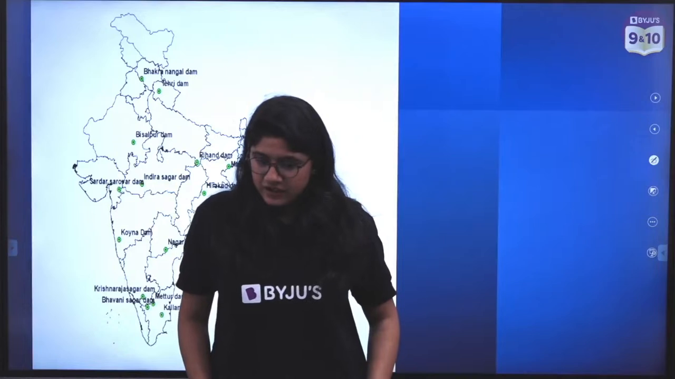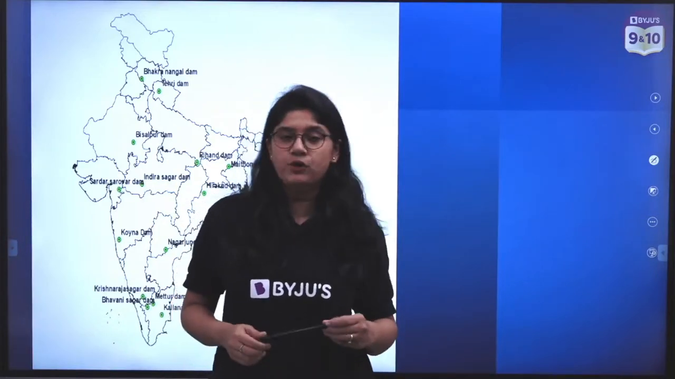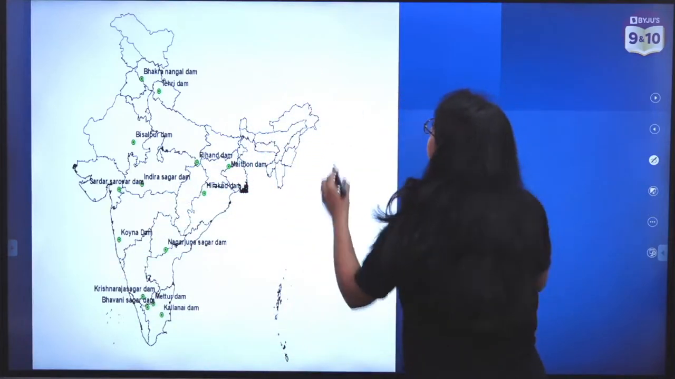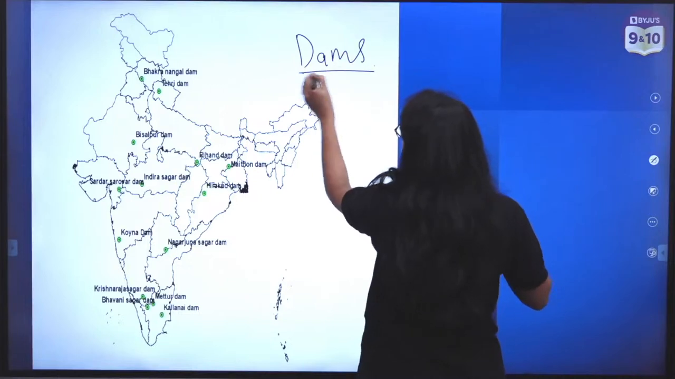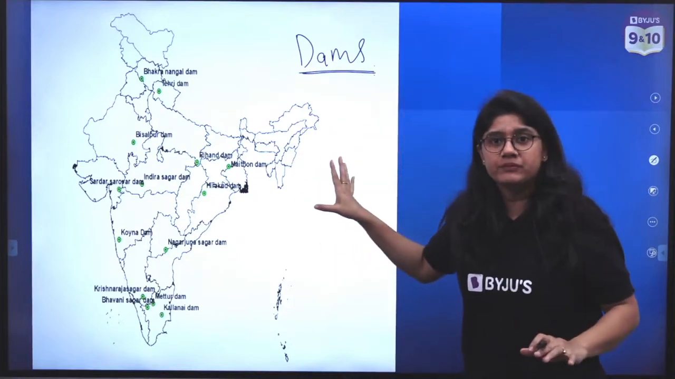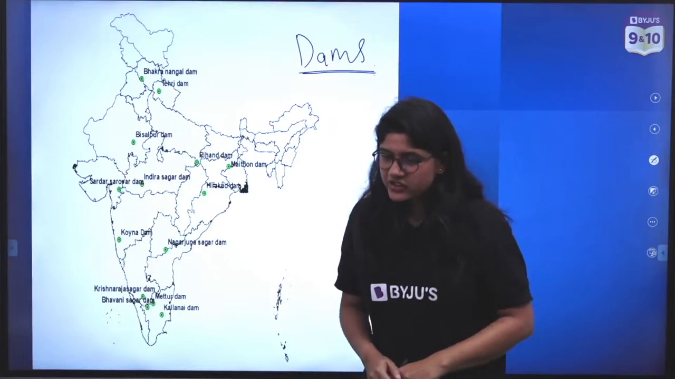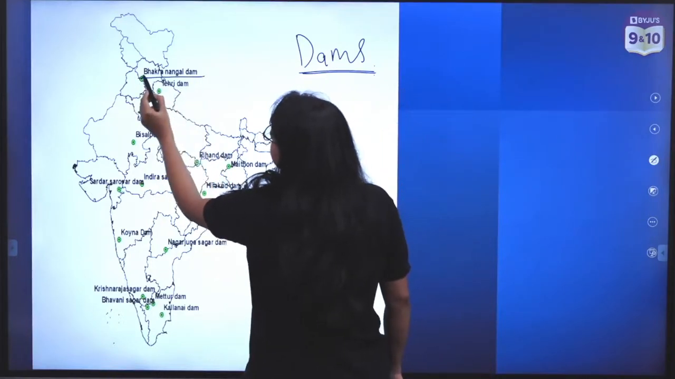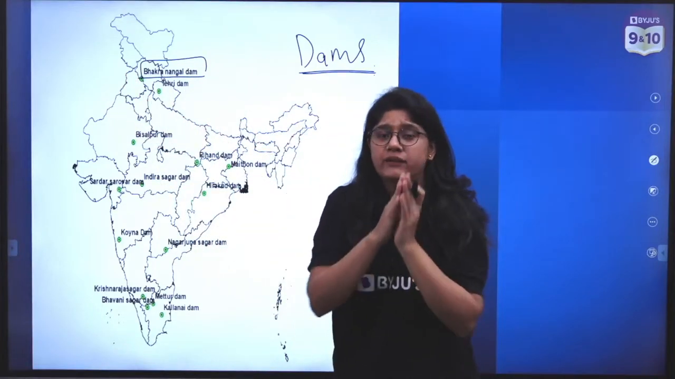Yes. Who among you has the book with you right now? Right, you have the book for your SST geography. So here what we have are the dams. Can we try a trick everyone? See, Bhakra Nangal Dam, right there. See, it is actually in between two borders.